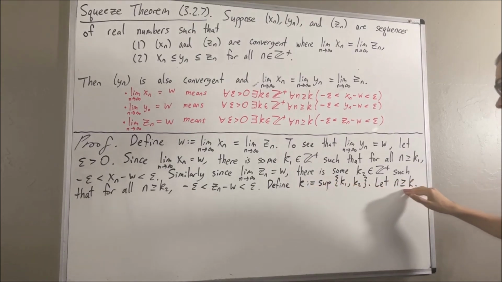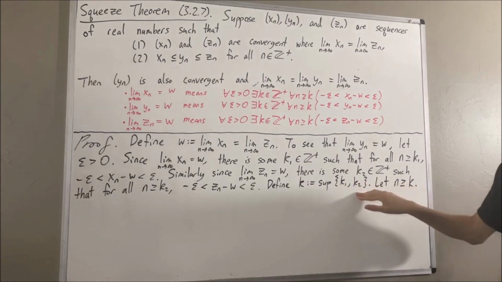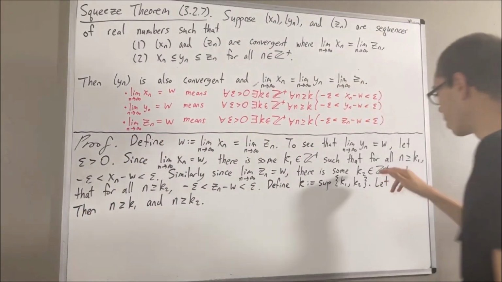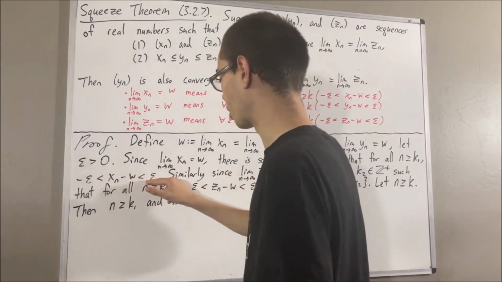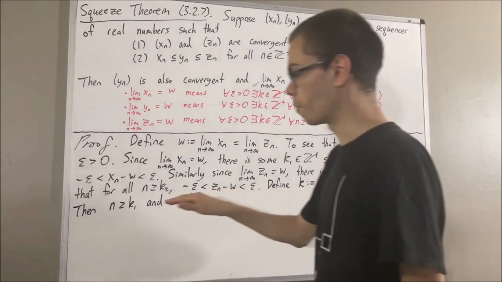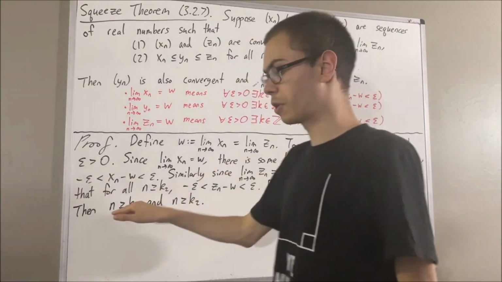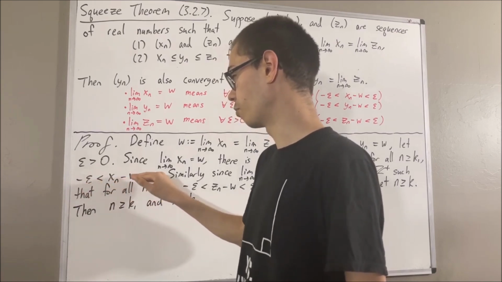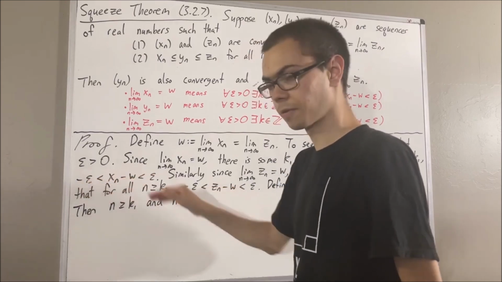Well, since n is greater than or equal to k, this tells us that n is greater than or equal to k1 and n is greater than or equal to k2. But remember, we know that this statement is true, which means this statement works for every positive integer greater than or equal to k1. So it must be true for the positive integer n that we have here. So taking n to be the n we have here, we have that the negative epsilon is less than xn minus w, which is less than epsilon. So the negative epsilon is less than xn minus w.